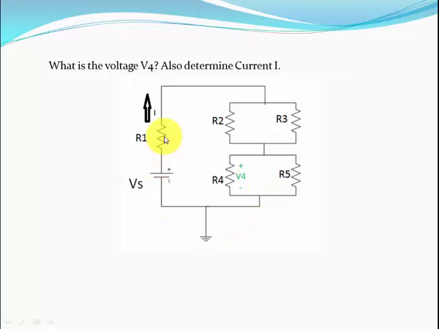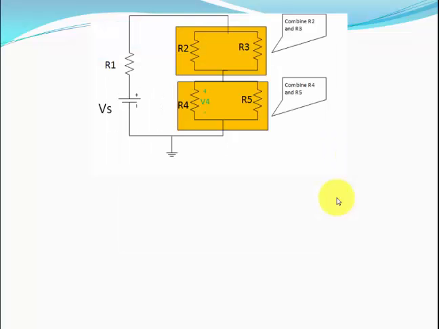Remember we talked about R1. If we call this the second group and the third group, so R1 and the second group and third group, they are in series. If in series, we have voltage divider. So this group and this group, this is a combination of R2, R3, and a combination of R4, R5. So R1 and the two groups are connected in series.